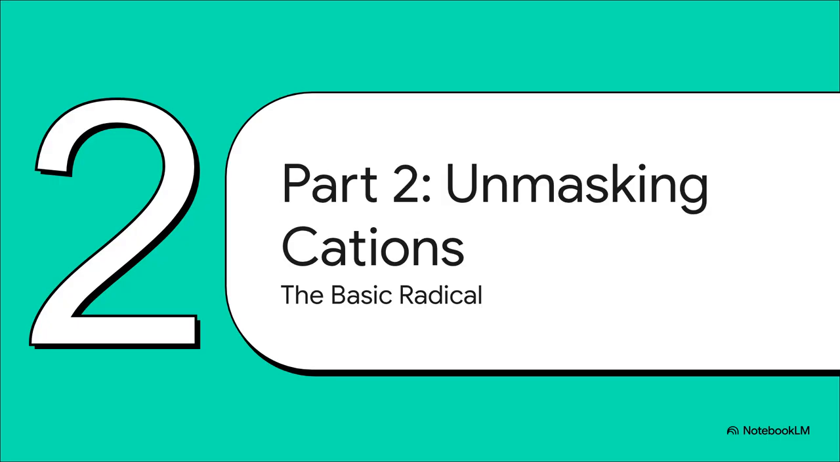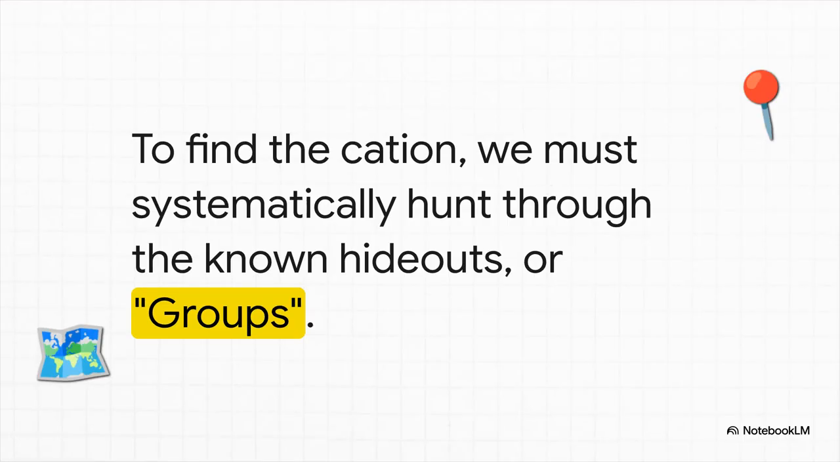Okay, so we've got a pretty good idea of who our anion is. Now it's time to switch gears. We're going after our second target, the cation, aka the basic radical. Now, the hunt for the cation is a totally different ballgame. It's not about one-off tests. It's more like a systematic raid on a series of known hideouts. See, cations are organized into groups, from group 0 up to group 6, and you have to check each hideout in order, one by one.